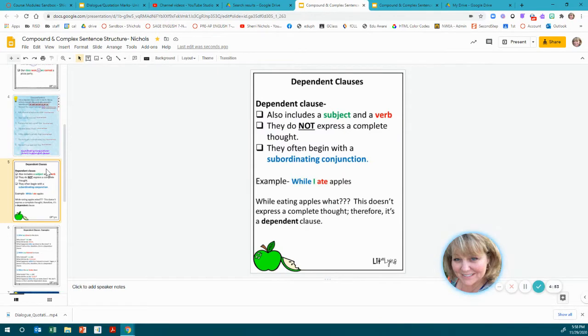Now, then we're moving on to our complex sentences. Complex sentences have dependent clauses.